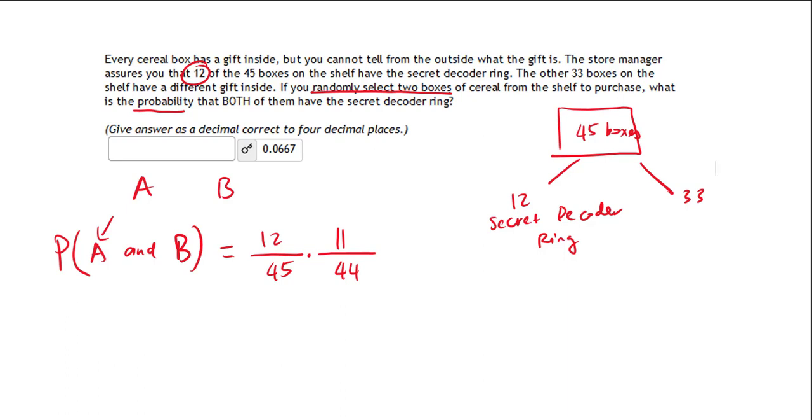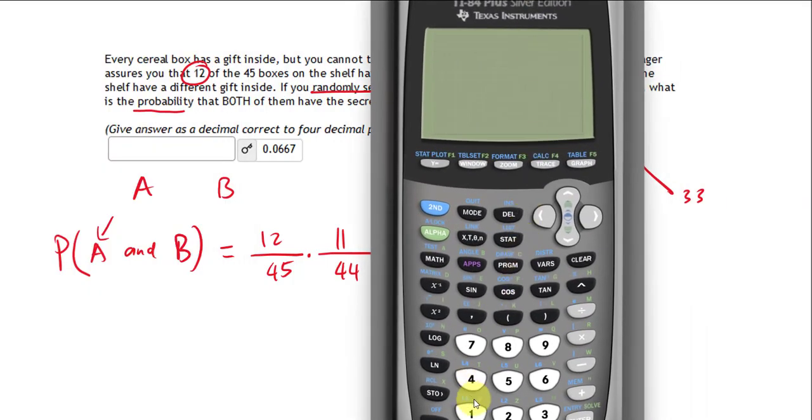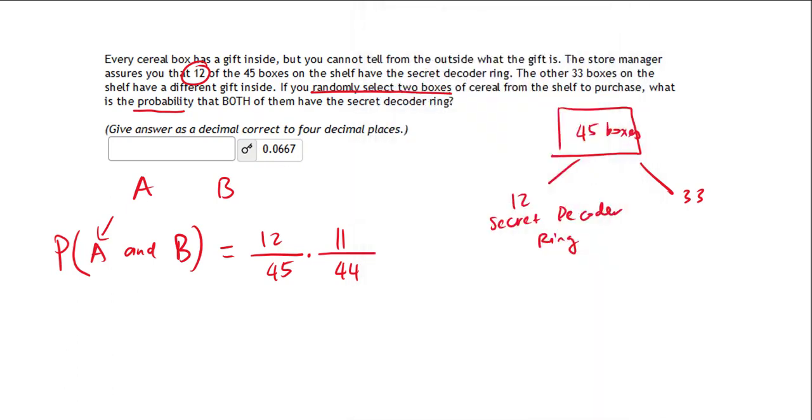And the answer should be 0.0667. If you multiply that using the calculator, 12 out of 45 multiplied by 11 out of 44, then this is your answer. So this is the type of problem using the multiplication rule without replacement.